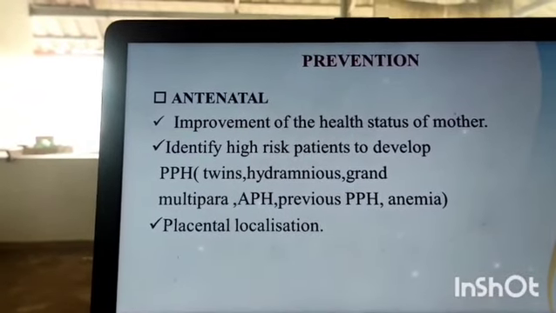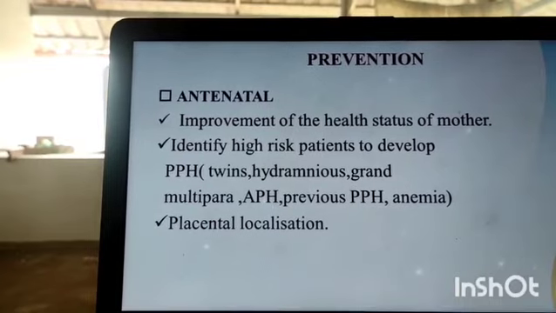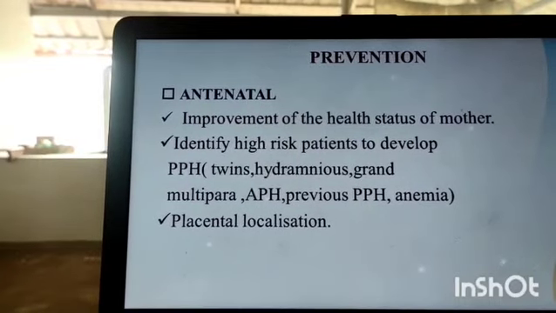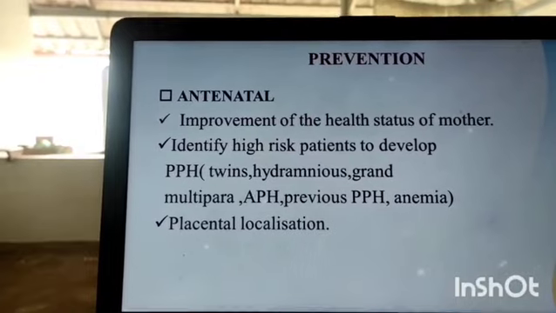Then the third one is placental localization. During pregnancy, we should identify the placental localization, whether the placenta is situated properly or correctly.